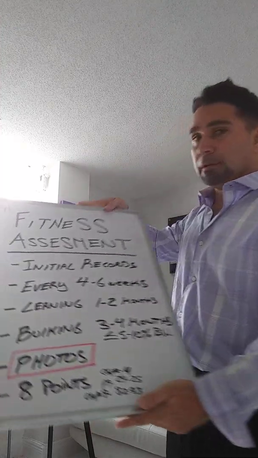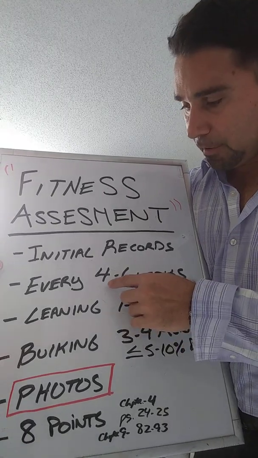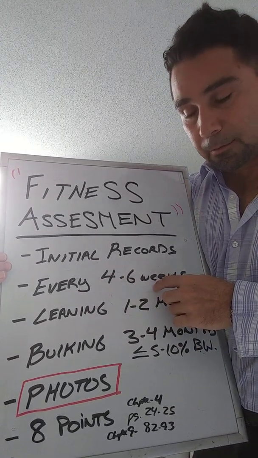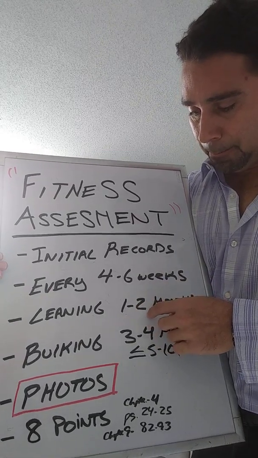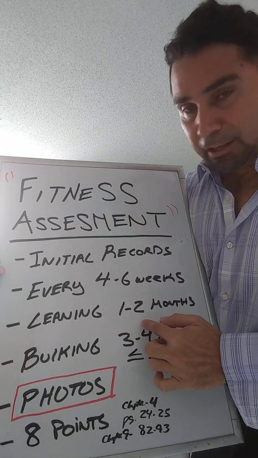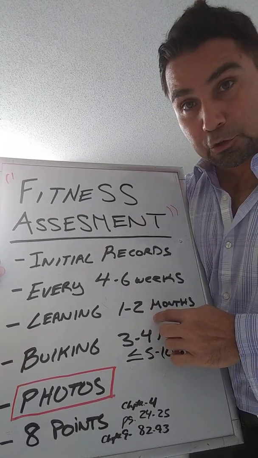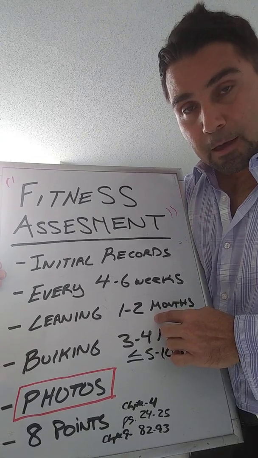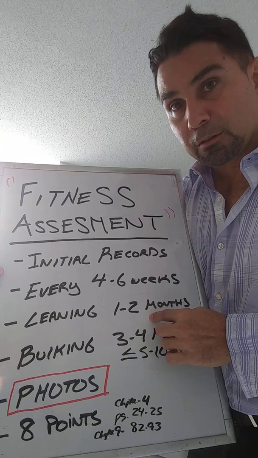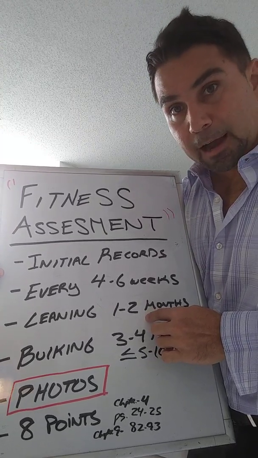So again, initial records, you'll see here, every 4 to 6 weeks. For those that are serious, it's important to do a fitness assessment. For those that are looking to lose weight, not morbidly obese, but just overweight, normally 1 to 2 months, you should be able to lose the majority of the weight. Leaning down plans shouldn't take that long. It's very important that they keep discipline with the food journal and nutrition.